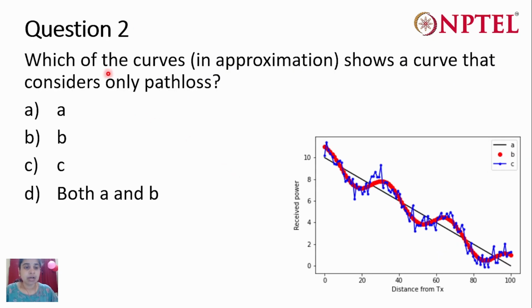Which of the following curves shows a curve that considers only path loss? A, B or C? A. Right. I am just waiting for a few more seconds for others to get an idea.